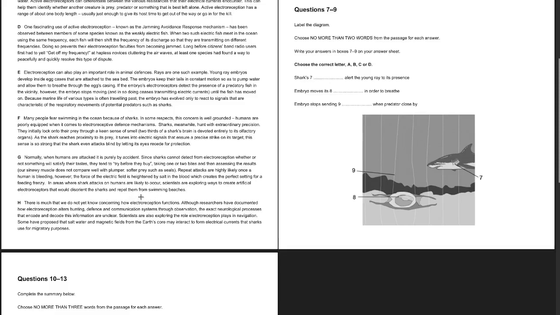So G is talking about how sharks attack humans, and how when they attack, they will try before they bite, taking 1 or 2 bites and then stopping. So it has nothing to do with reproduction as well.